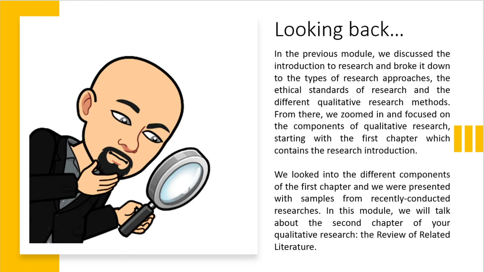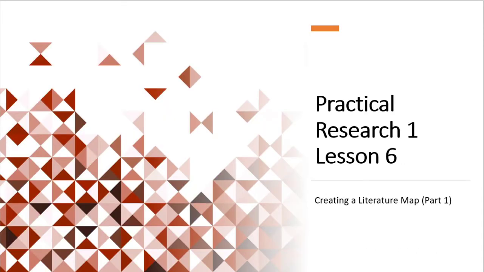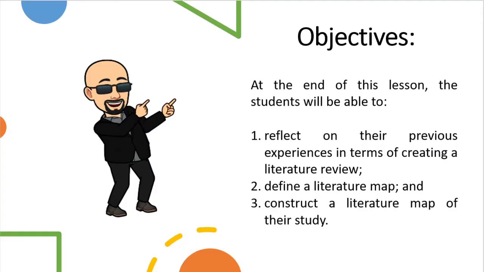Now, as we move on to the second module, we will now talk about the second chapter of your qualitative research, which is the review of related literature. And with that, good day, students, and welcome to Practical Research 1, Lesson number 6, Creating a Literature Map, Part 1. So for this lesson, we have the following objectives.